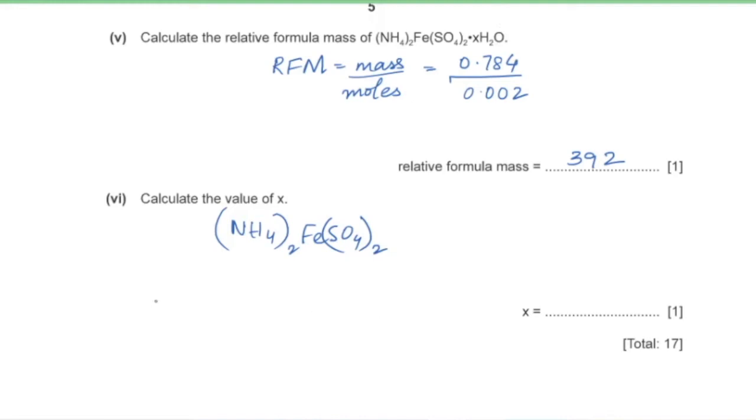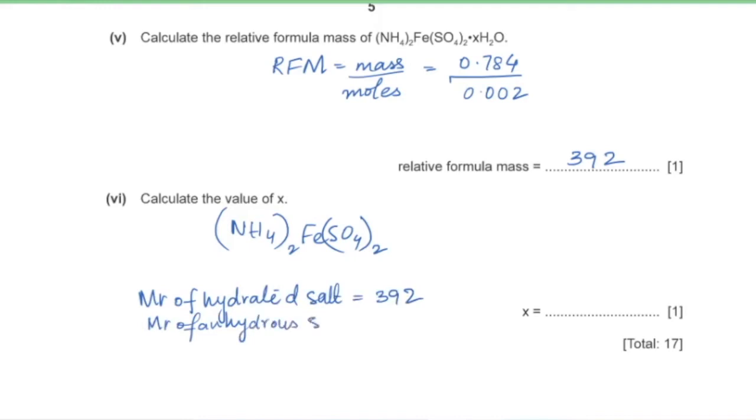Now the Mr of the hydrated salt is equal to 392. Now that of the anhydrous one is equal to the relative formula mass for this formula, and that is 108. Subtract 108 from 392 and divide that by 18, since that is the Mr for one mole of water molecules, and you will have the value of X as 6.